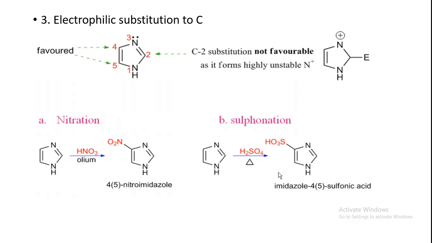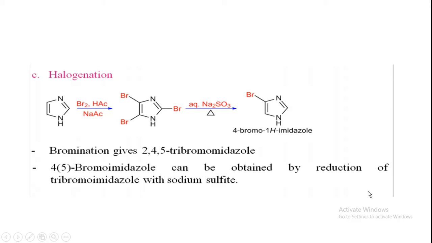Due to tautomerism, that means shifting of this hydrogen from this nitrogen to this nitrogen, there will be two positions of this electrophilic substitution, and as a result you will get imidazole 4,5. That means at some time you will get imidazole 4 sulfonic acid, at some time you will get imidazole 5 sulfonic acid. Okay, the next, halogenation.